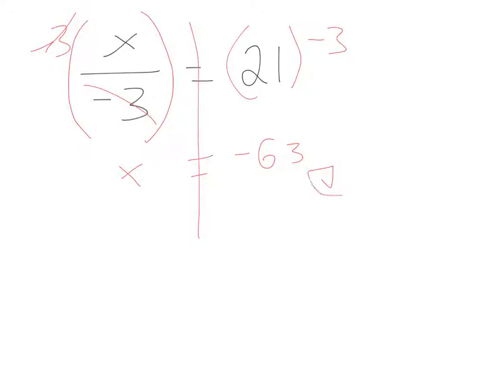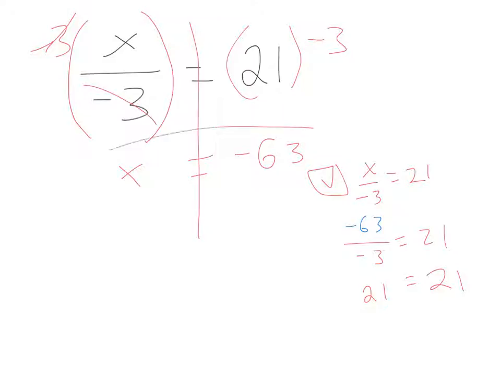Now, when you guys check, you guys rewrite the problem. Then you guys plug it in. So you guys go ahead, plug in that -63. Divided by -3 is 21. Well, negative divided by negative is a positive, and 63 divided by 3 is 21, so you get 21 equals 21. That means -63 is your answer.